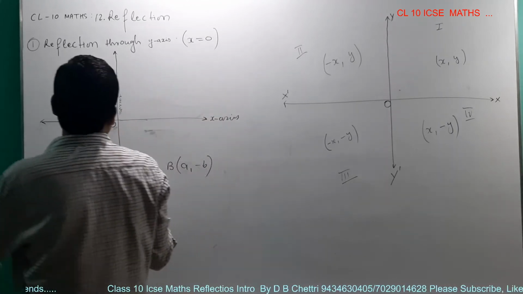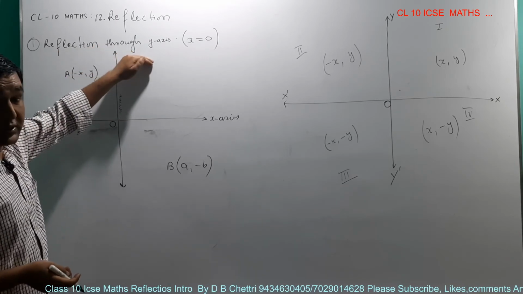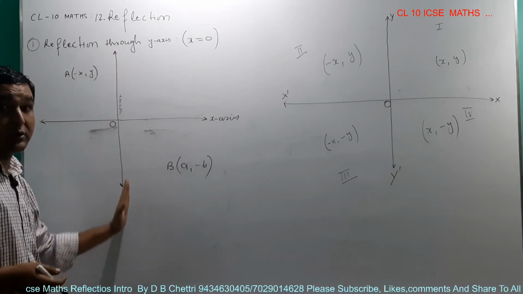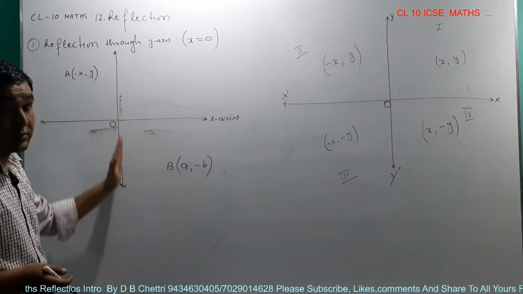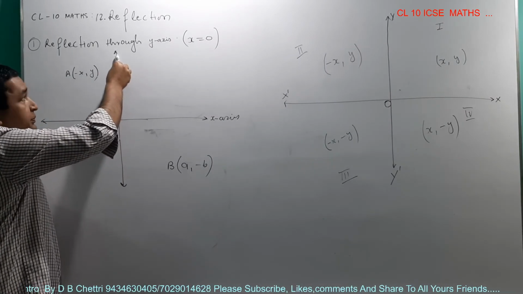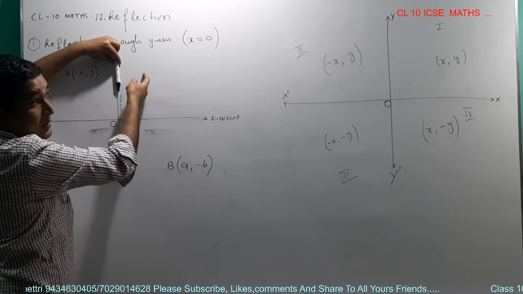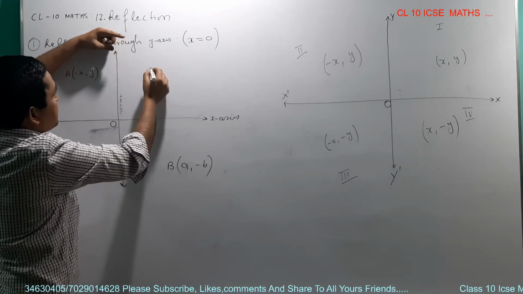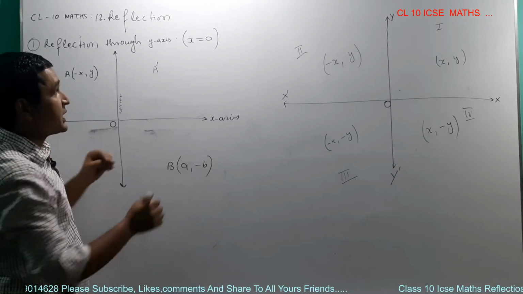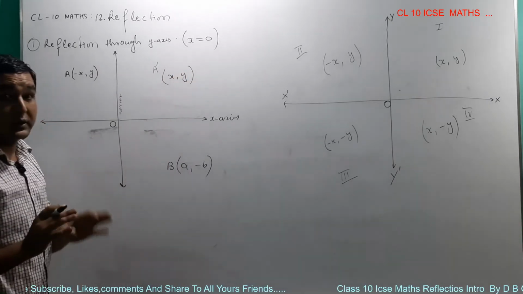Tell me, reflection through the y-axis: where does the image form when this object is reflected through this vertical mirror? The y-axis means the vertical line is the mirror now. If the mirror is this one and the object is here, then just behind this mirror, opposite to the object, the image is formed at the same distance. That means somewhere here, a dash. And what is the coordinate in the first quadrant? The signs of the coordinate in the first quadrant are both positive, (x, y). I think you got the idea.